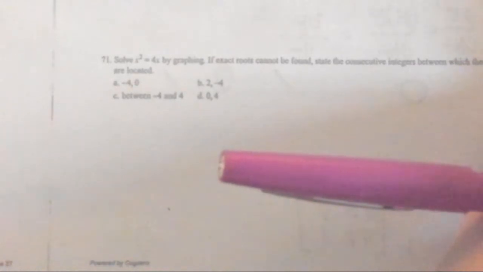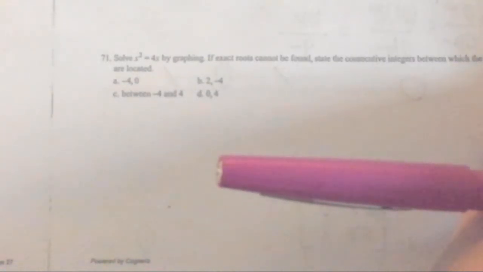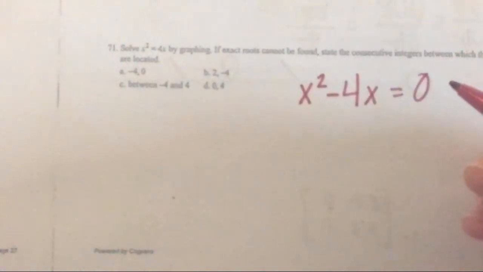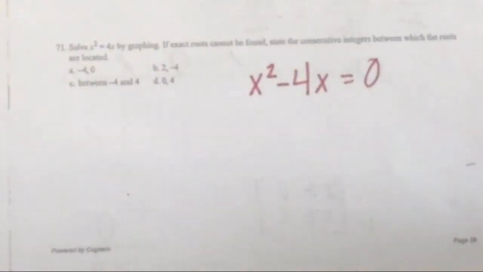Okay, 71. Solve x squared equals 4x by graphing. If exact roots cannot be found, state the consecutive integers between which roots are located. A. Okay, so 71, Arturo says is A, and he is incorrect. It is D. It said to do it by graphing, which of course I can. Tyreek said it first.